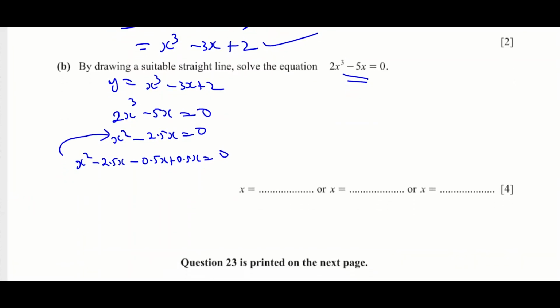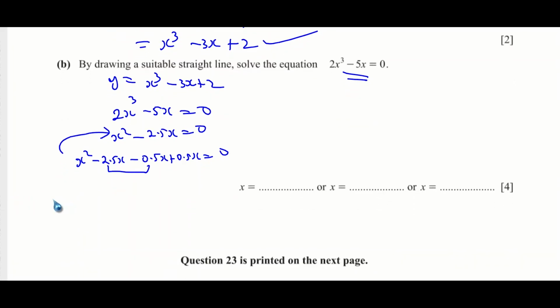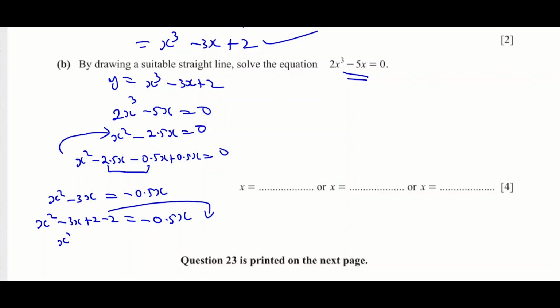So I can now add these two together to give me x cubed minus 3x, then equals, I can take that to the other side, minus 0.5x. I need to have 2 here, so I can use the same logic: x cubed minus 3x, plus 2 minus 2. This and this will still cancel out, so it will be 0. So minus 0.5x. Now I can bring this to this side, so it will be x cubed minus 3x plus 2 equals minus 0.5x plus 2.